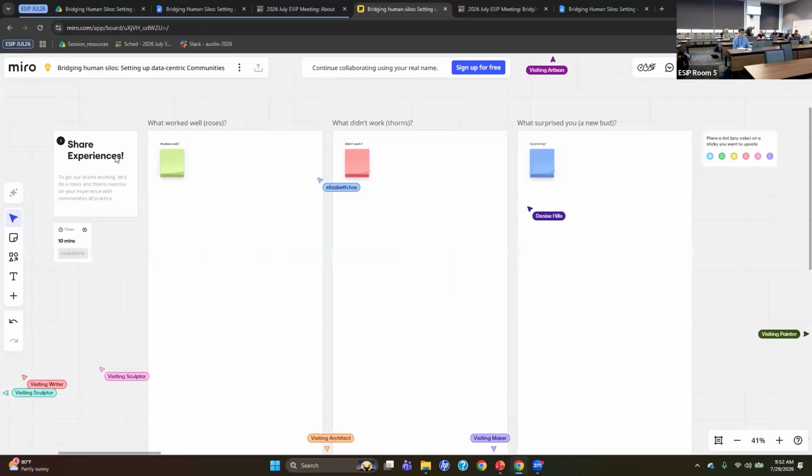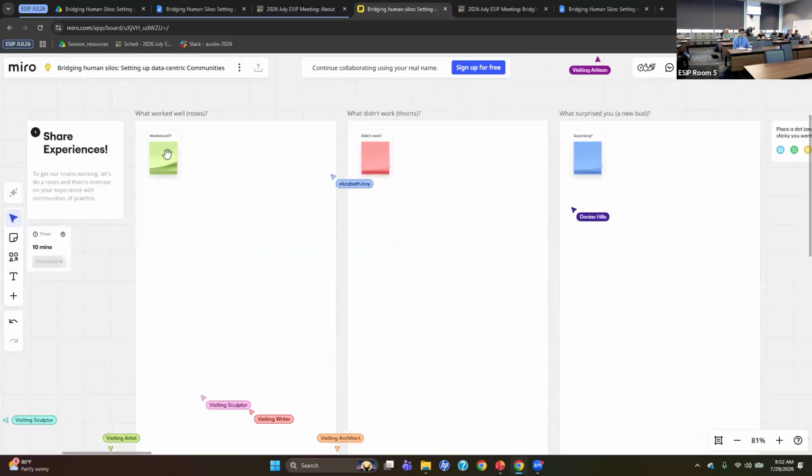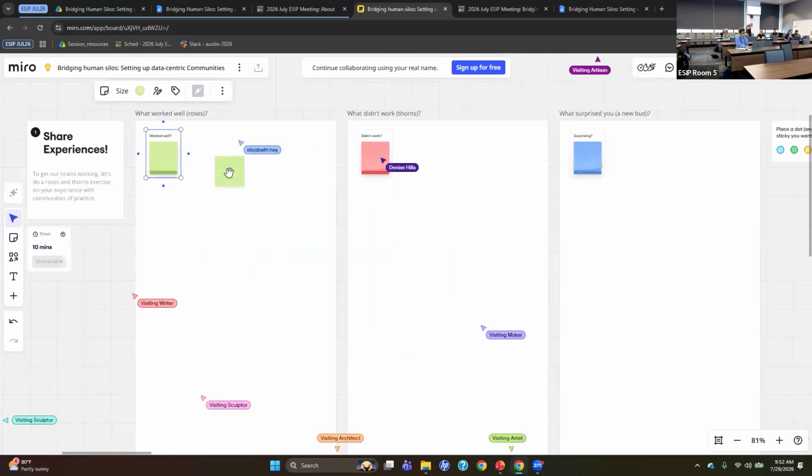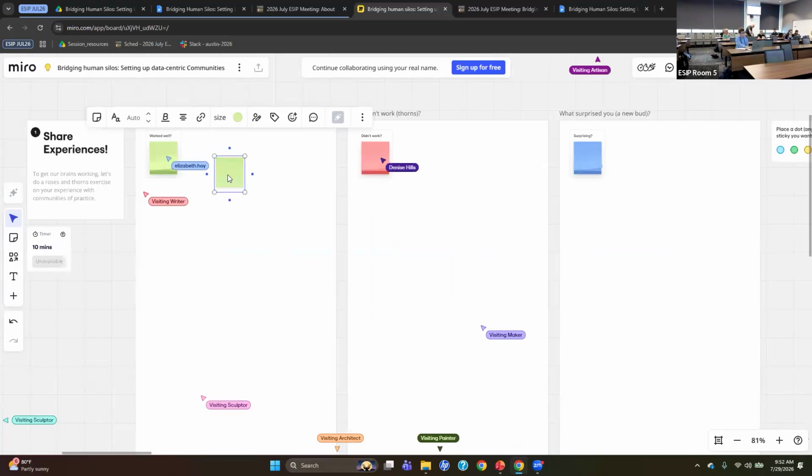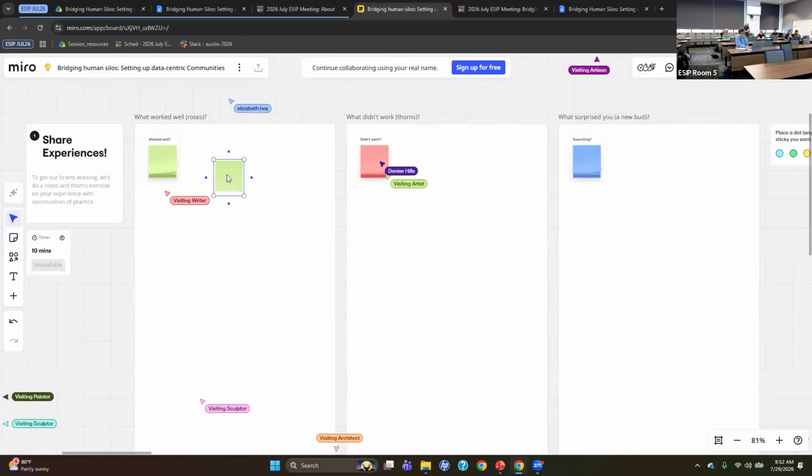So basically, for those that have not used this before, you want to put your cursor over the sticky note, then left click. Oop, that did not work. There we go. And then you can separate it out, and then you can actually type in it. So let's see. Here we go.